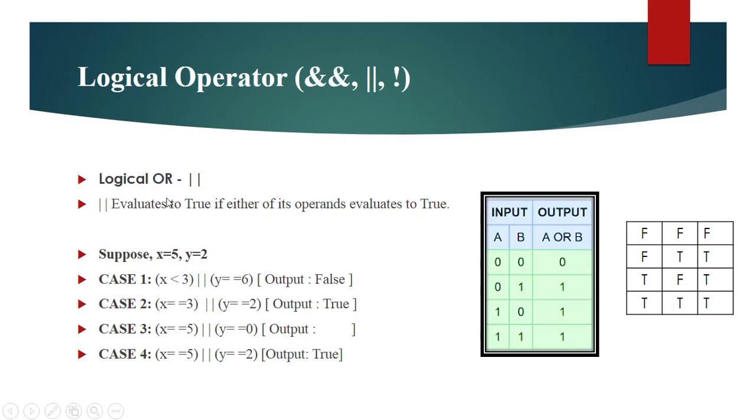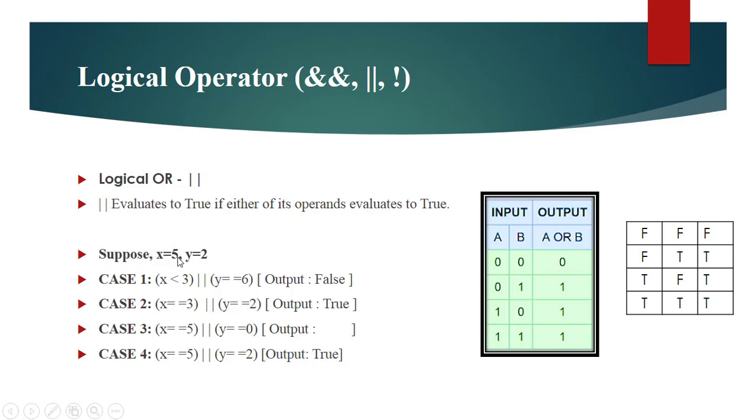Next one is logical OR. For the logical OR, if only one condition is true, then the final output would be true. Here you can see we have one false, one true, then the final output would be true. If we have two trues, then the final output would be true. If both are false, then the final output would be false. Let's see this with an example. We represent the false value with 0 here and the true value with 1.